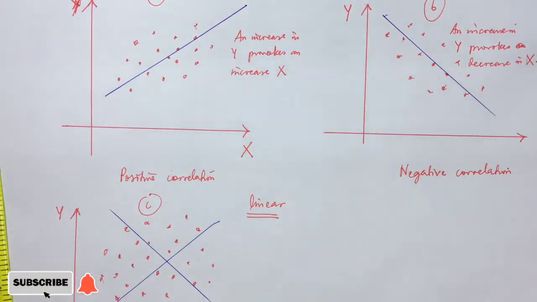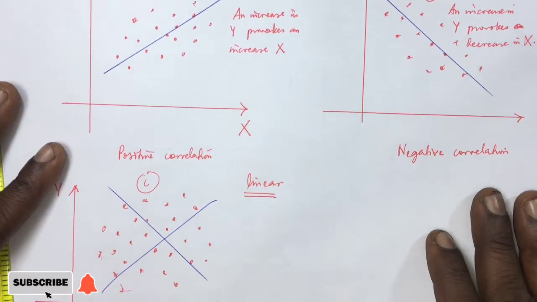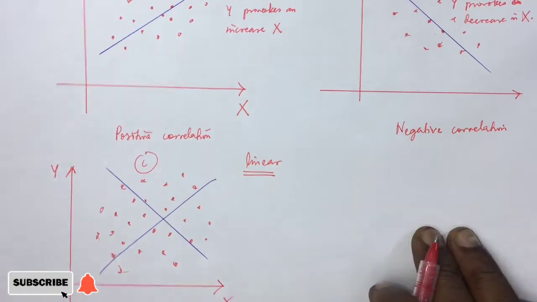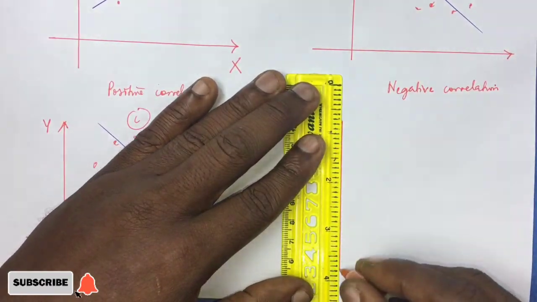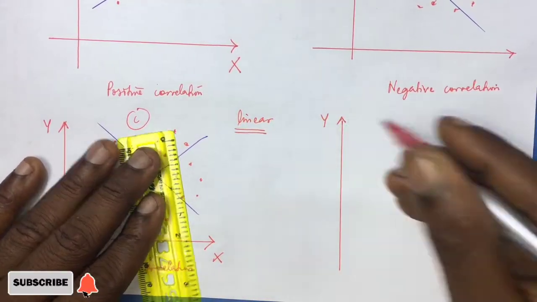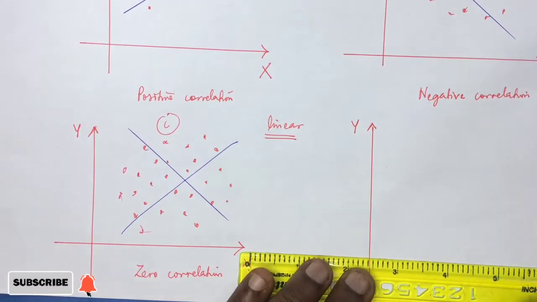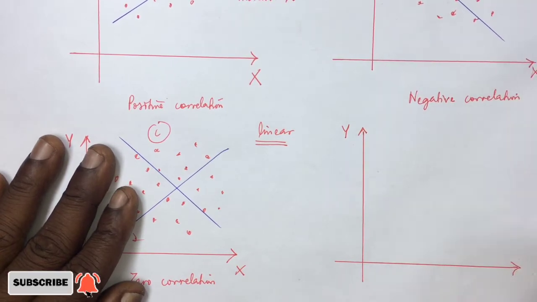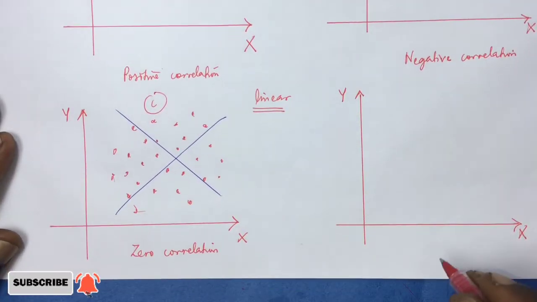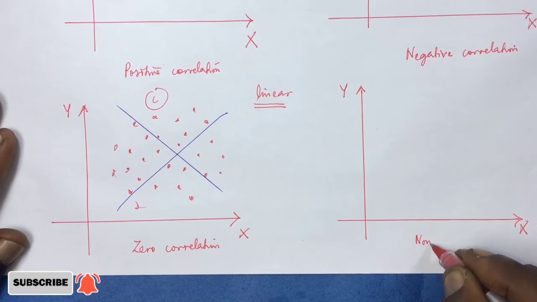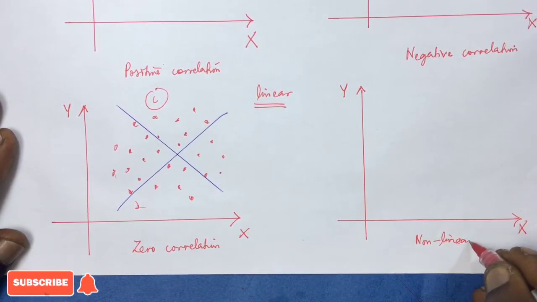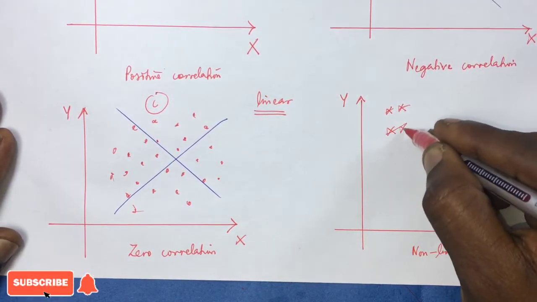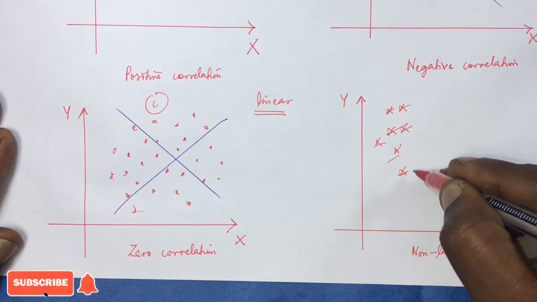What if the points plotted on the scatter diagram do not converge around a particular straight line? Rather, they converge about a curve. What if this is what we have? We have a non-linear case, such that the points that are plotted go in this manner.